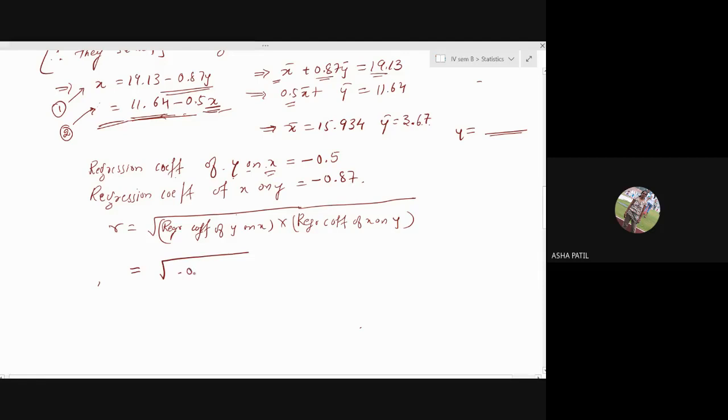Square root of minus 0.5 into minus 0.87. 0.615. After taking the square root, you have got that? Now, should I take plus or minus? Actually, when you take the square root, you will have plus or minus. So, R value, should I take it as plus or minus?